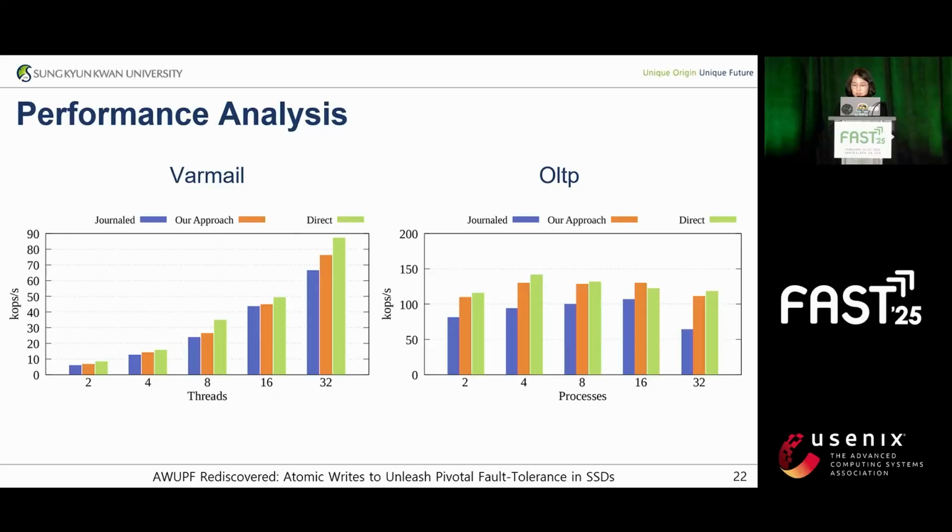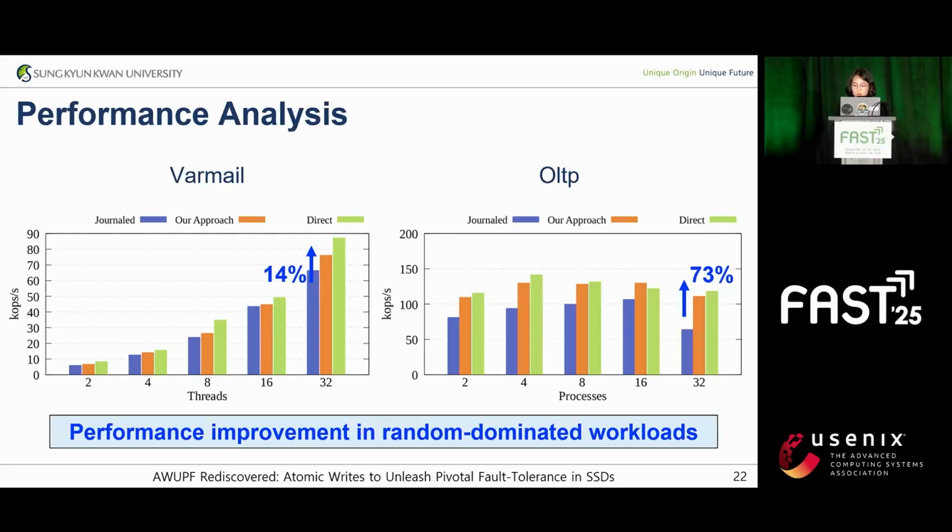We evaluate benchmark workloads where our approach offers an advantage. Workloads dominated by small random writes show up to 14% improvement at 32 threads. In OLTP, the DB writer issues small asynchronous random writes. Our approach achieves up to 73% improvement at 32 threads. Significant performance improvement was observed in random-dominant workloads.